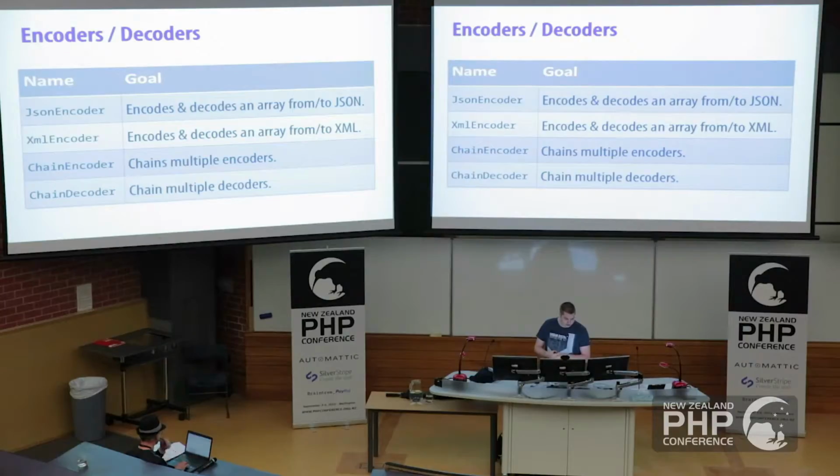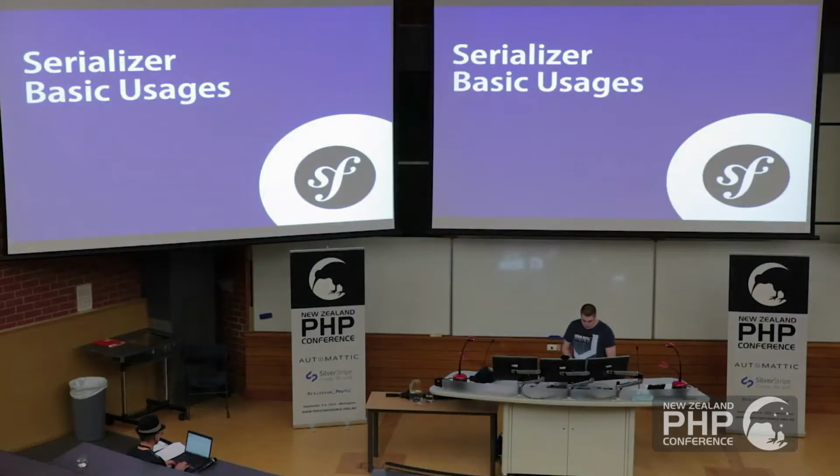As I showed you, we also support JSON encoding and XML encoding, and you can also create your own. You can create your encoder implementations; you just have to create classes that implement the corresponding interfaces. We also have a chain encoder and a chain decoder object which chain multiple encoders or decoders. So this tool allows you to perform basic and more advanced serialization processes. I will show you some examples.